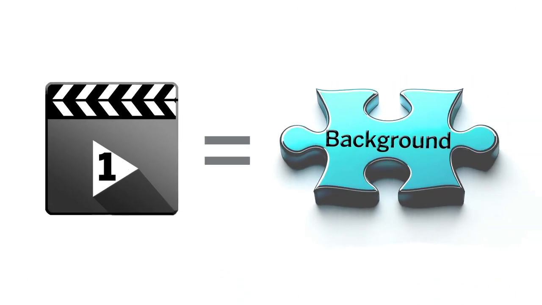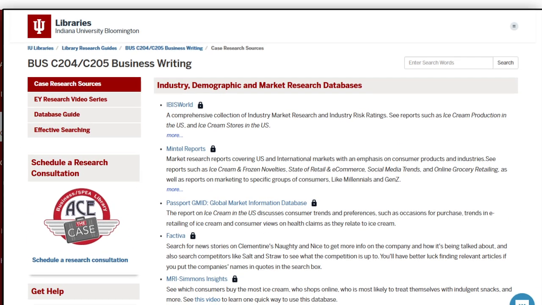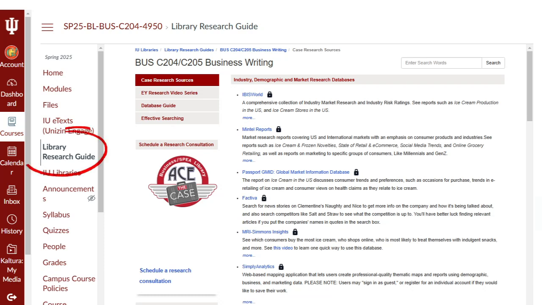In this video, we'll start with the background information you'll need. All of the databases mentioned in these videos can be found on the Research Guide for C204, located in the Library Research Guide tab of Canvas.